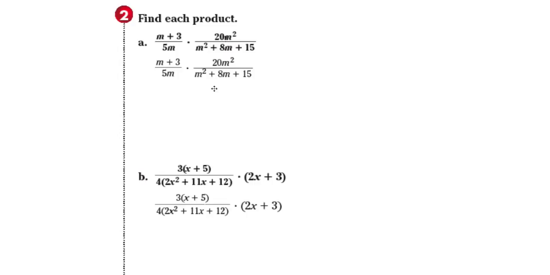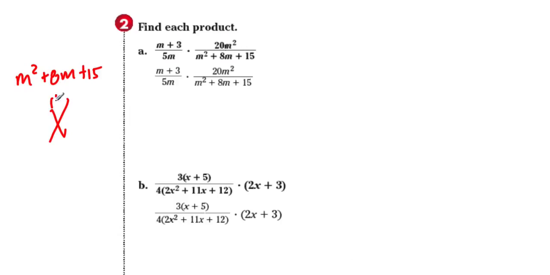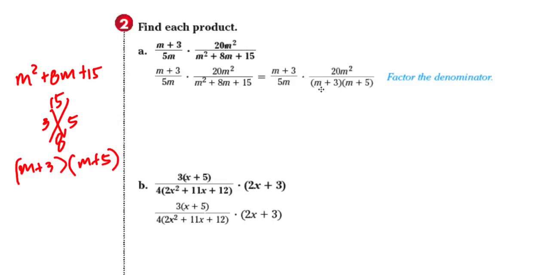So if you factor m squared plus 8m plus 15, using the power of x, this becomes 15, and this is 8. Two factors are 3 and 5, therefore this is m plus 3 times m plus 5, right there. So if we're going to rewrite this, that will be your factored form, which is m plus 3 times m plus 5. And then we start cross-canceling right here.